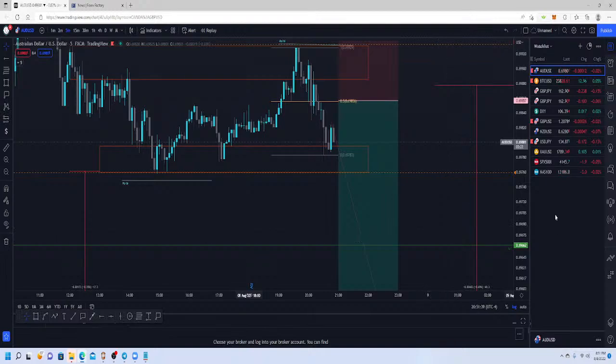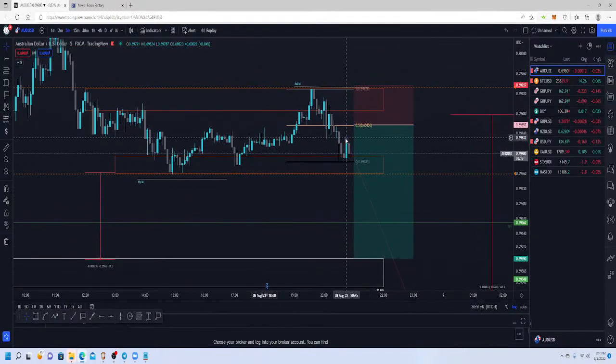Oh, we got some tweezer tops. Come on, man, let me in. Stop playing. I like these tweezer tops at the top of the trend instead of the bottom like that. So I wouldn't really use that as a confluence to push market lower.